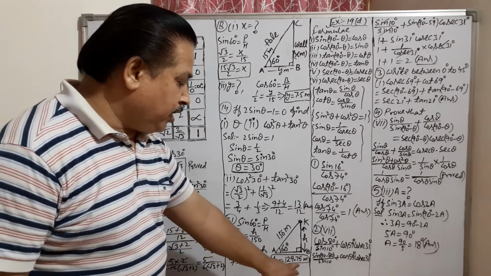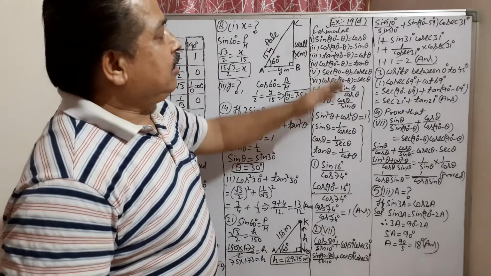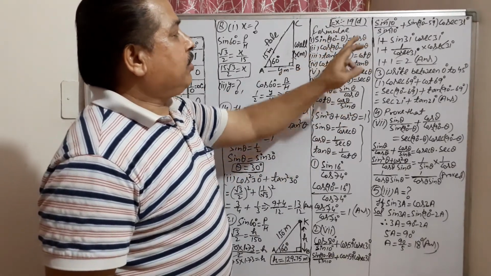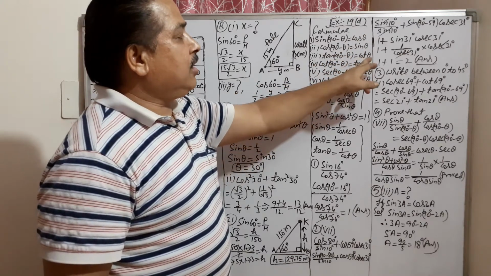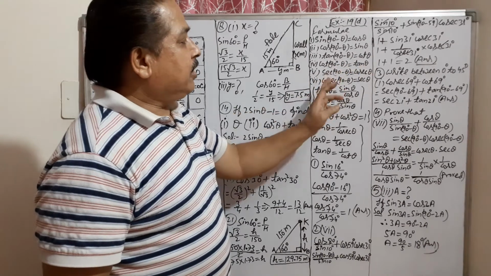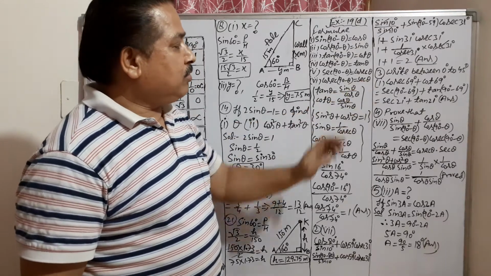H is equal to 129.75 meter. Now see exercise 19D. See the formulas for 19D. Sin 90 minus theta equals cos theta, cos 90 minus theta equals sin theta, tan 90 minus theta equals cot theta, and cot 90 minus theta equals tan theta. Sec 90 minus theta equals cosec theta, cosec 90 minus theta equals sec theta.